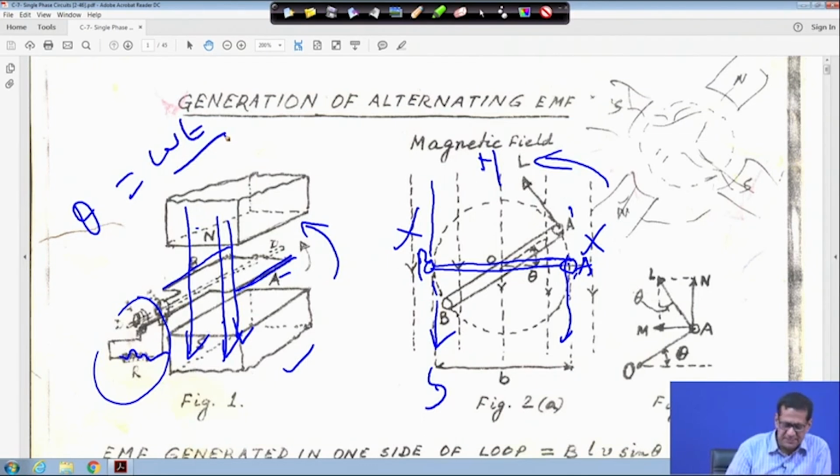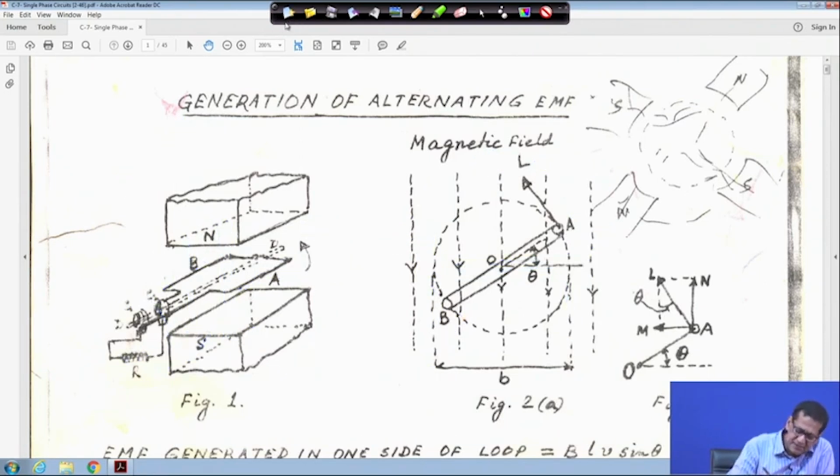So, suppose this side is A and this side is B. The breadth of this coil, that means this distance from A to B, is B, right. This is the breadth of the coil. So, this is B, right, and the length of the coil, this is L, right.